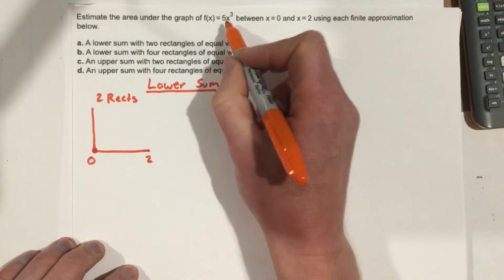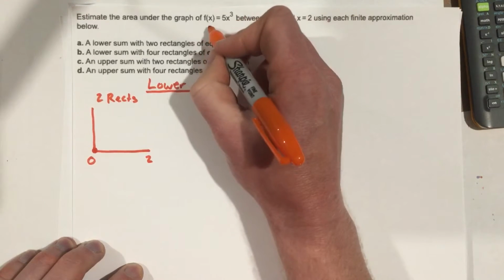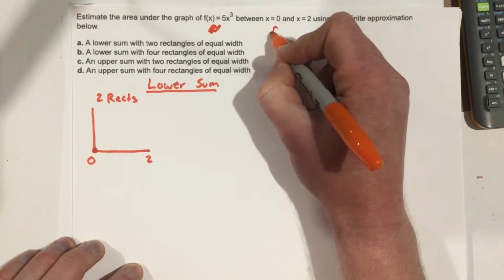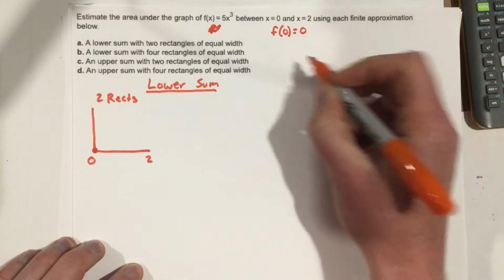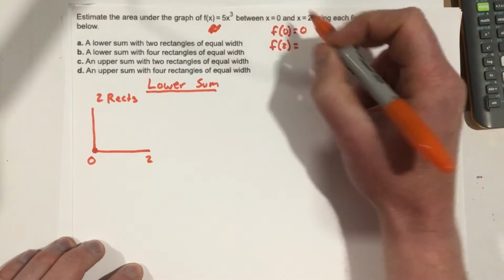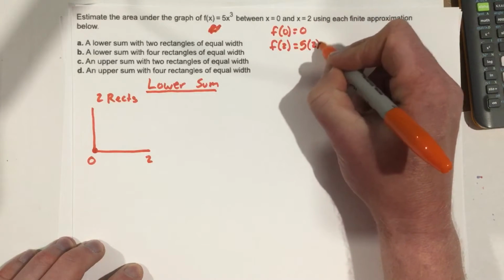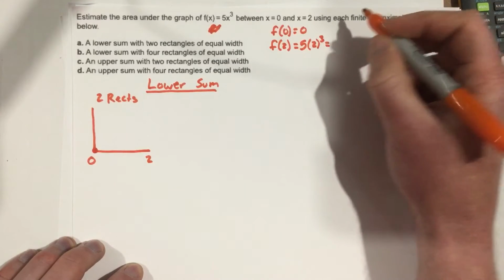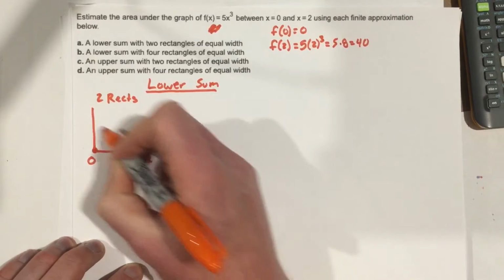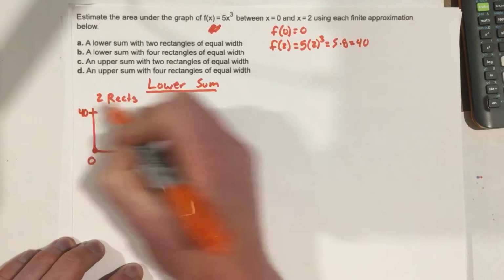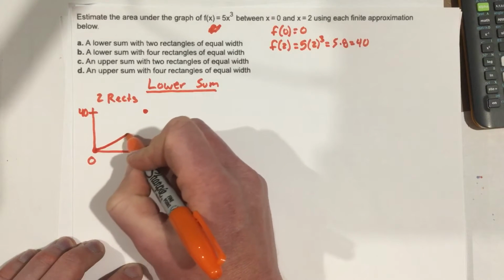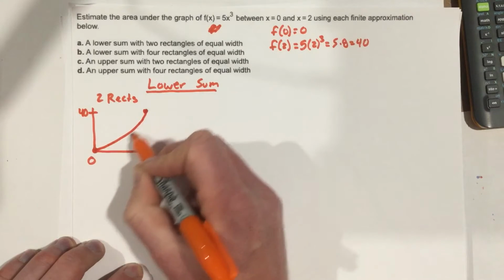At 2, if we plug in 2, so if we look at what f(2) would be, I'm going to write these. We know f(0) is 0. f(2) is going to be 5 times 2 cubed, which equals 5 times 8, which is 40. So we know that this is 40 up here. So our graph is going to look like so. Looks kind of like a quadratic here.